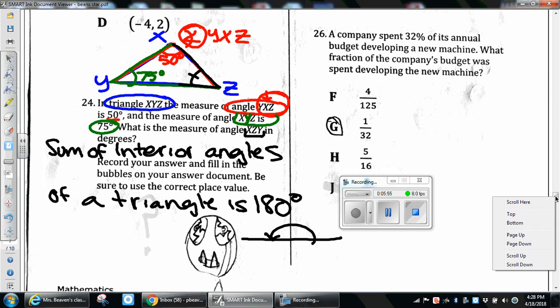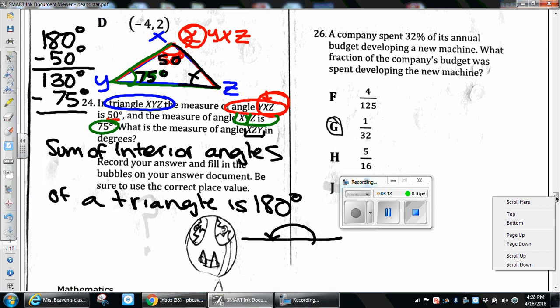Because of that, we could say that the total of 180, if we subtract the two angles that we already know, one of them is 50 and the other one is 75. So let's see what we get. If we subtract 50, we're going to get 130 degrees. And then if we subtract the second angle, which is 75, then we're going to get 55. So that will be the correct answer, 55 degrees.